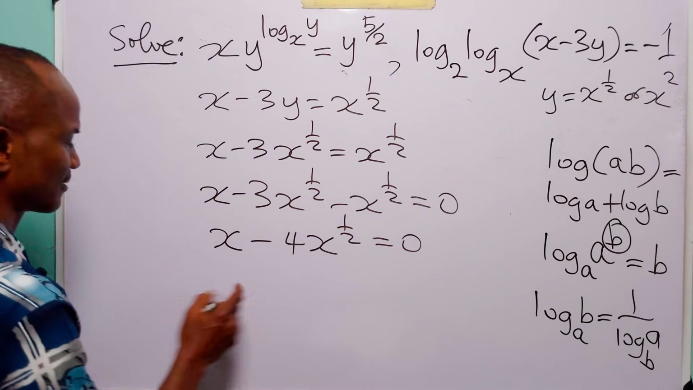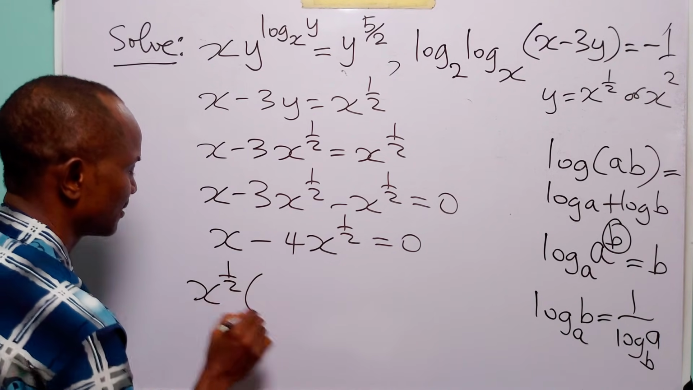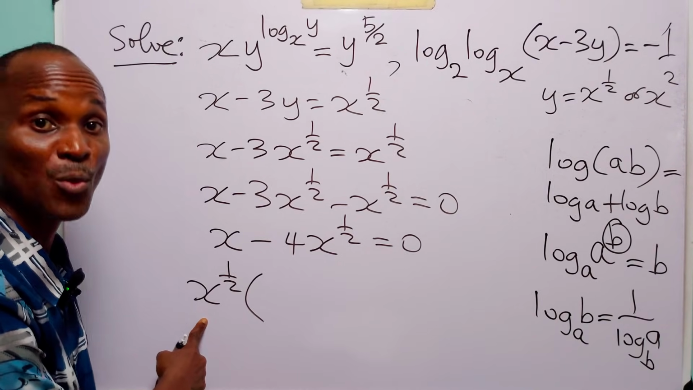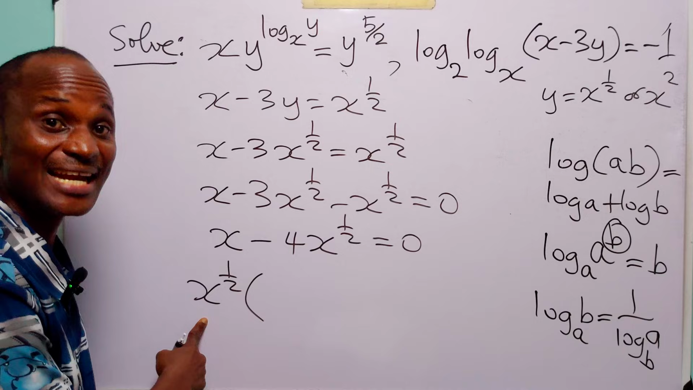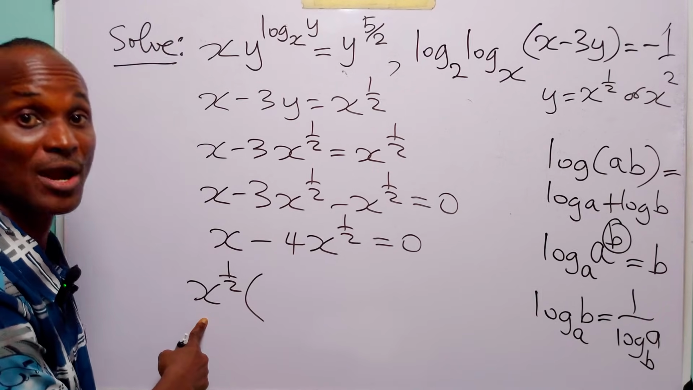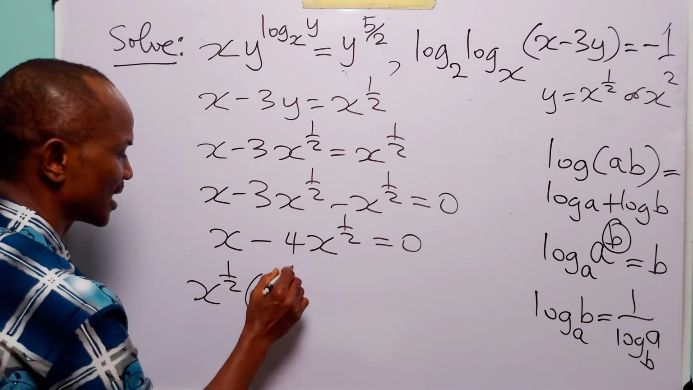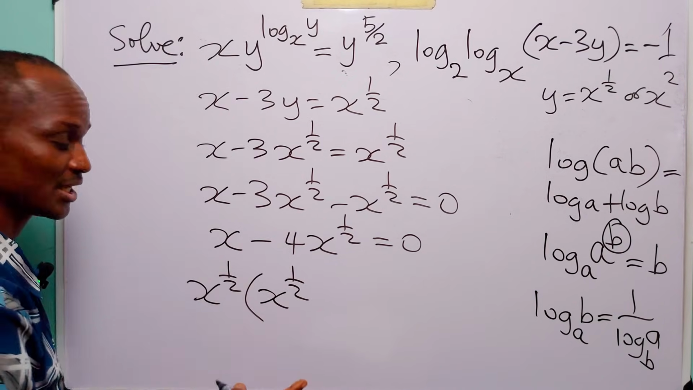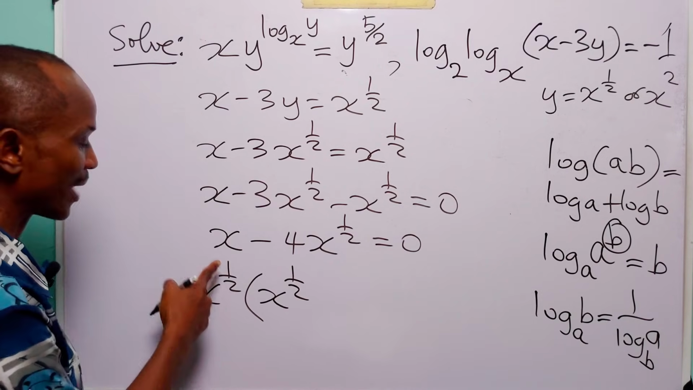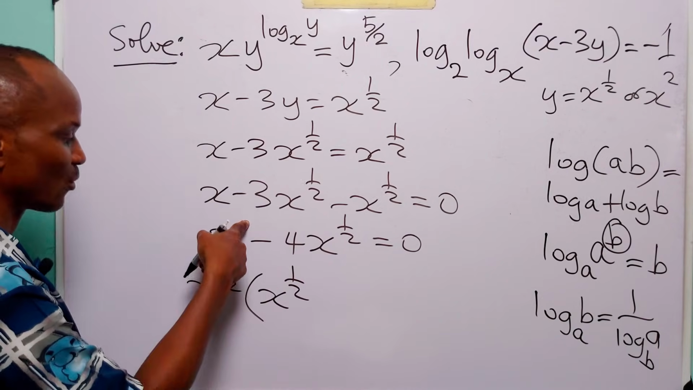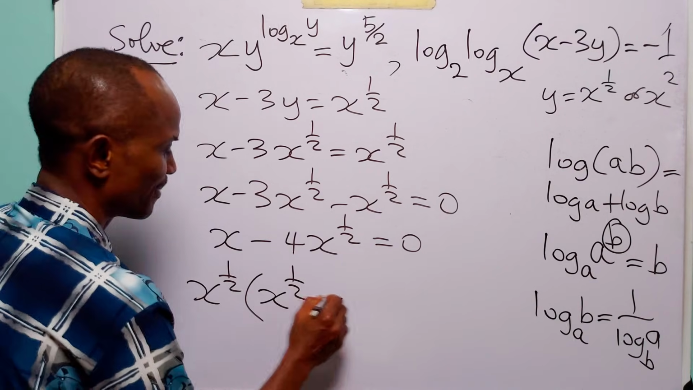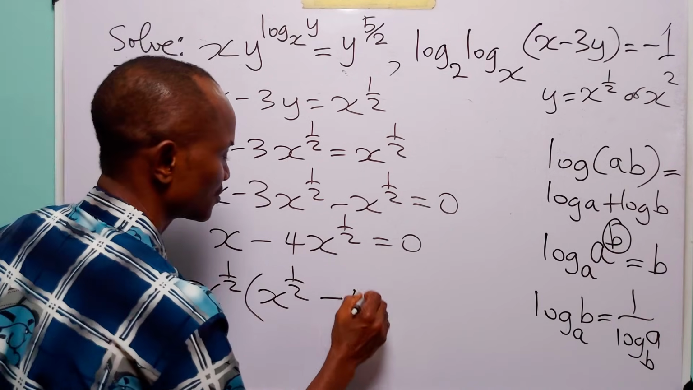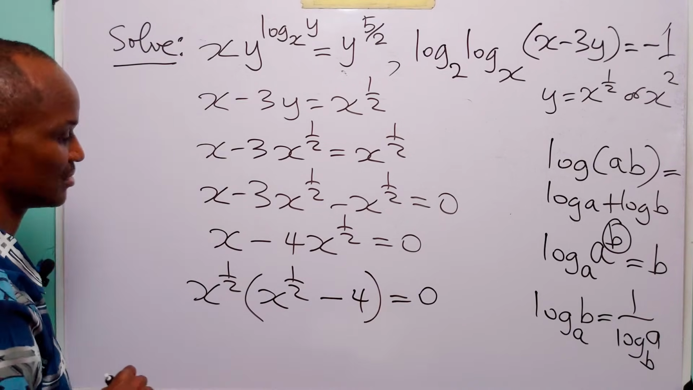Now we can factorize this. We bring out x to the power half. X divided by x to the power half. Remember that x to the power half is the square root of x. And x divided by its square root is equal to square root x. So this is going to be equal to x to the power half. Of course, you know that this times this is simply equal to this raised to power half plus half, which is equal to 1. Now we have minus 4x to the power half divided by x to the power half is equal to 4, and this is still equal to 0.